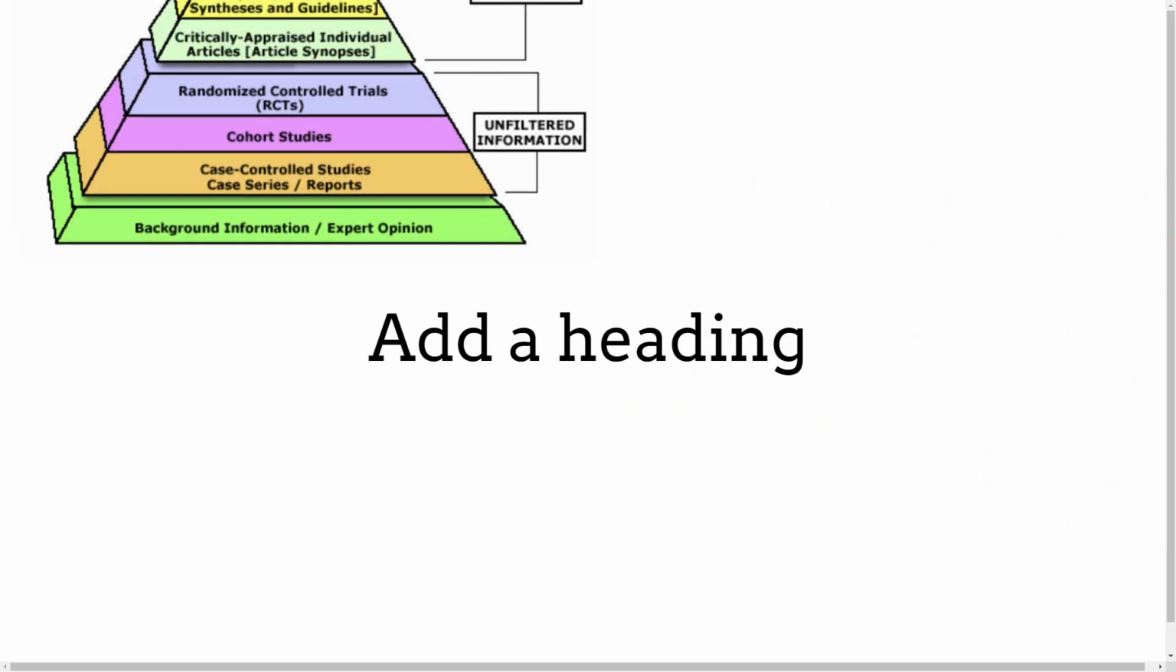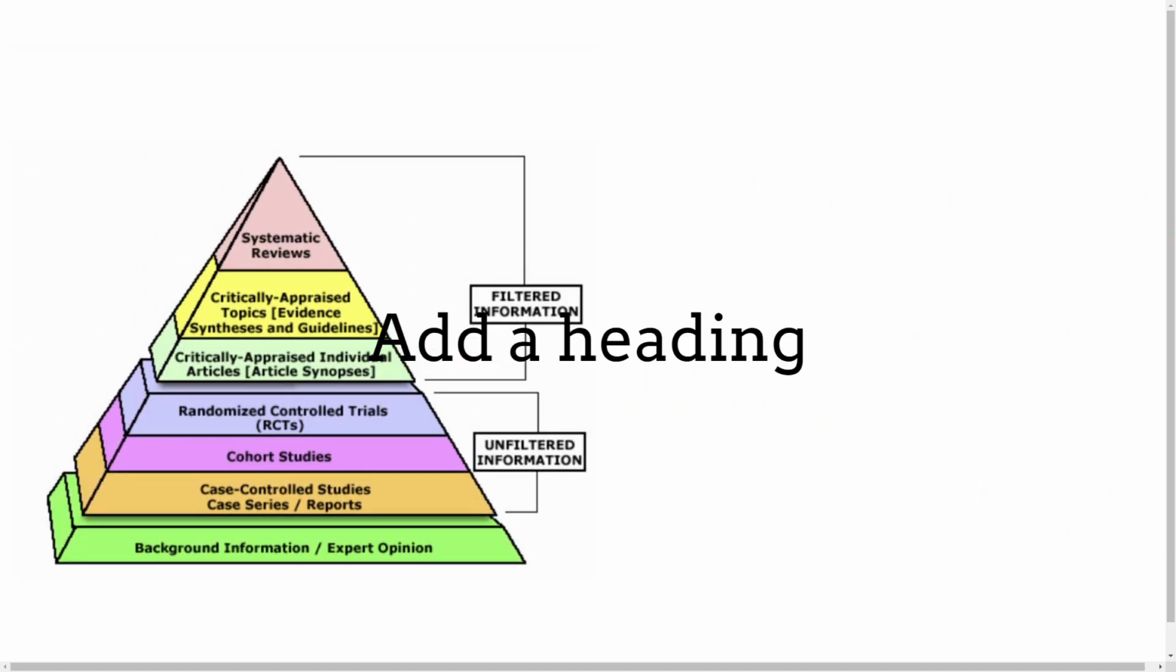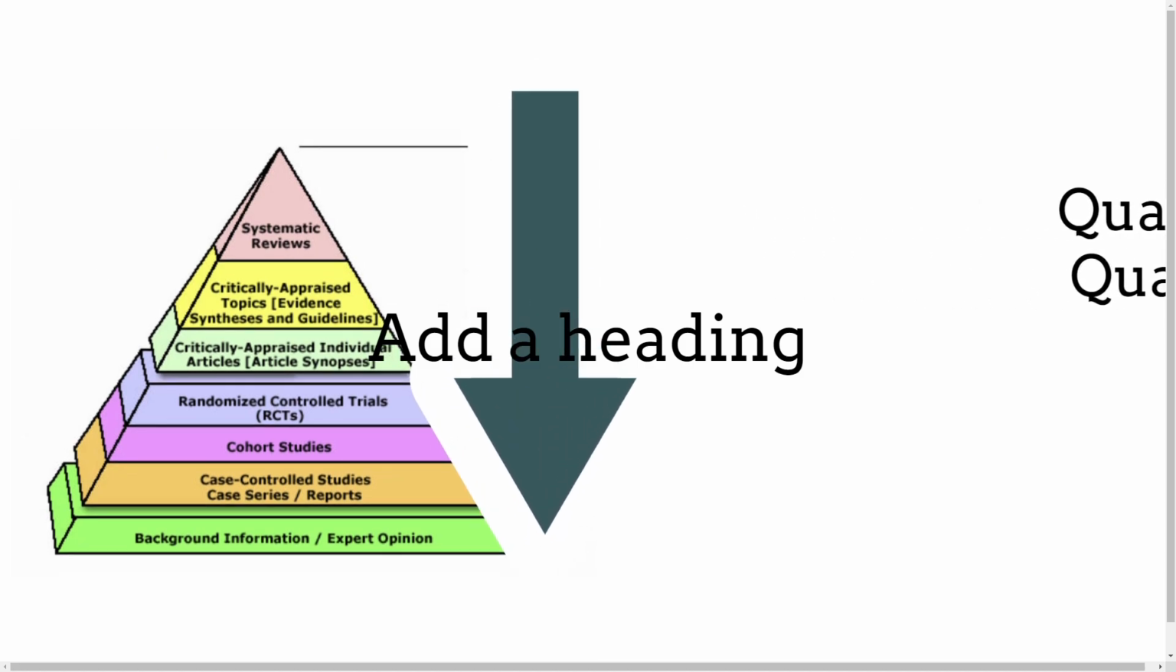The levels of evidence pyramid provides a way to visualize both the quality of evidence and the amount of evidence available. For example, systematic reviews are at the top of the pyramid, meaning they are both the highest level of evidence and the least common. As you go down the pyramid, the amount of evidence will increase as the quality of the evidence decreases.